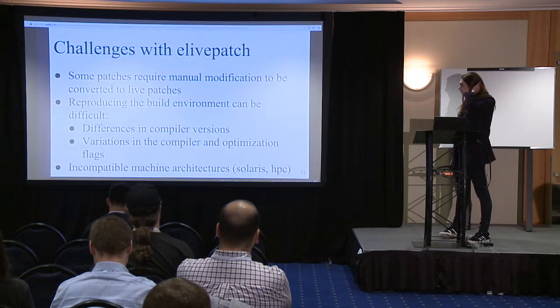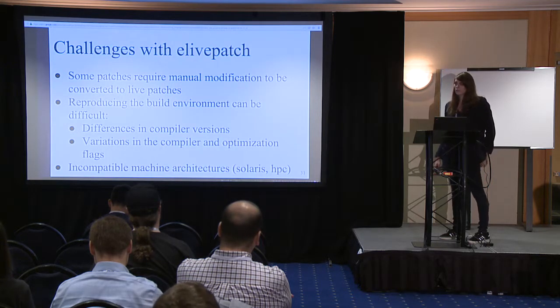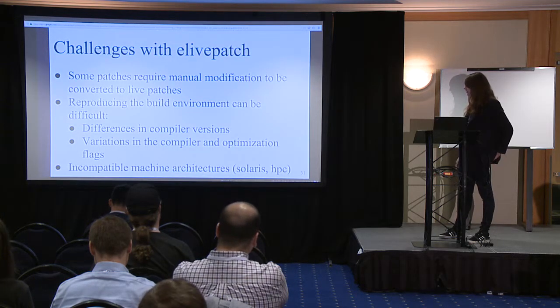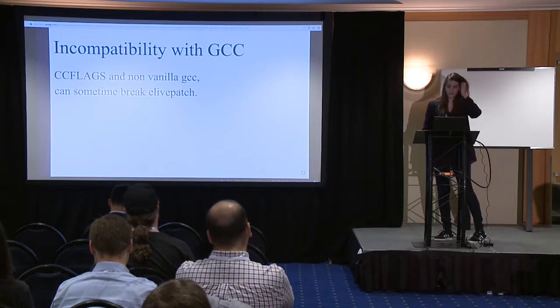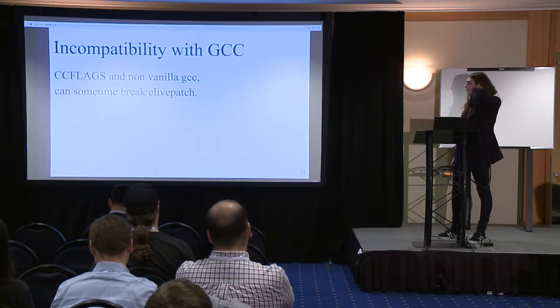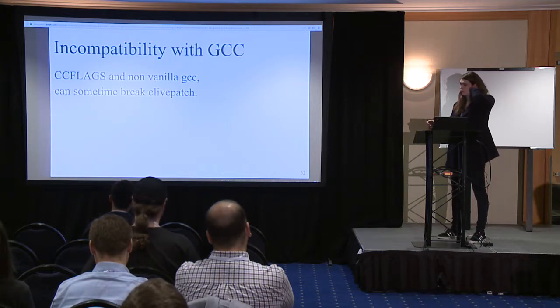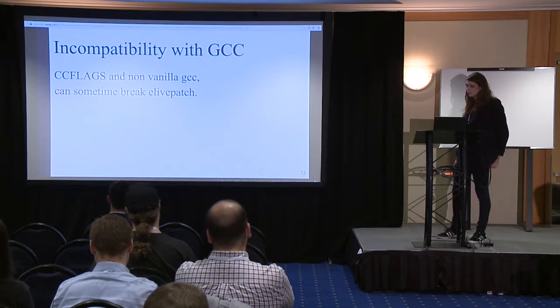And in some cases, reproducing the build environment becomes complicated, like when there is a difference in compilation version or compilation flag, the live patch becomes incompatible. Or there are some architectures that are incompatible with live patch. In some cases also, like Gentoo has a non-vanilla GCC, that is GCC with some patches added by Gentoo. And in some cases, we see that it can break live patch.